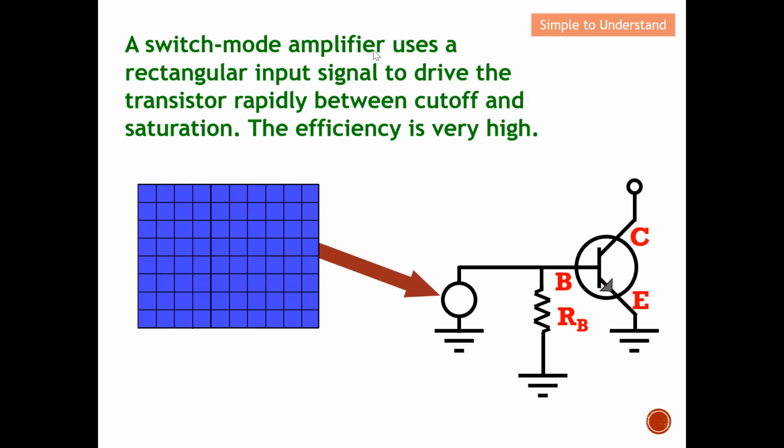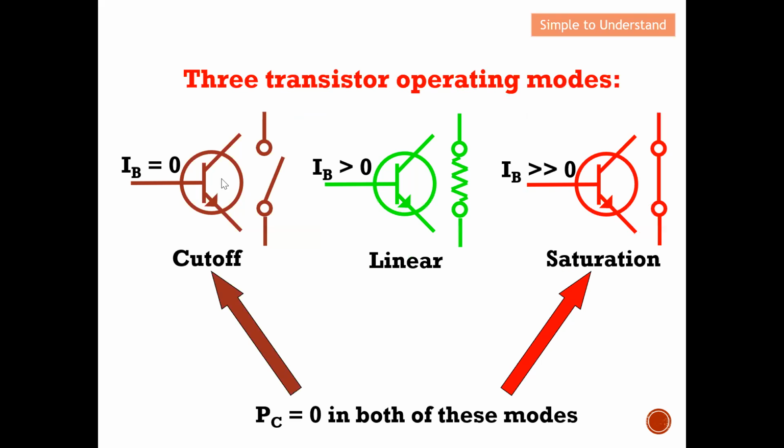A switch mode amplifier uses a rectangular input signal to drive the transistor rapidly between cutoff and saturation, which means that this switch mode amplifier switches the transistor very quickly between cutoff and saturation. Remember, earlier on I have shown you this: basically, cutoff will be open circuit, and saturation will be short circuit.